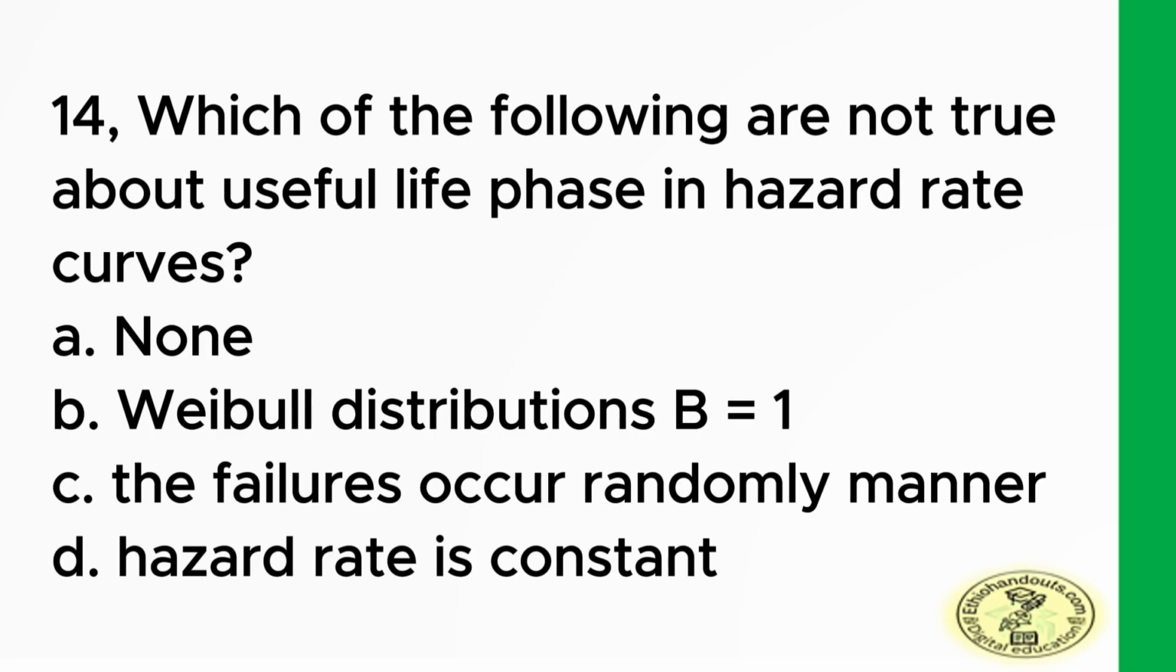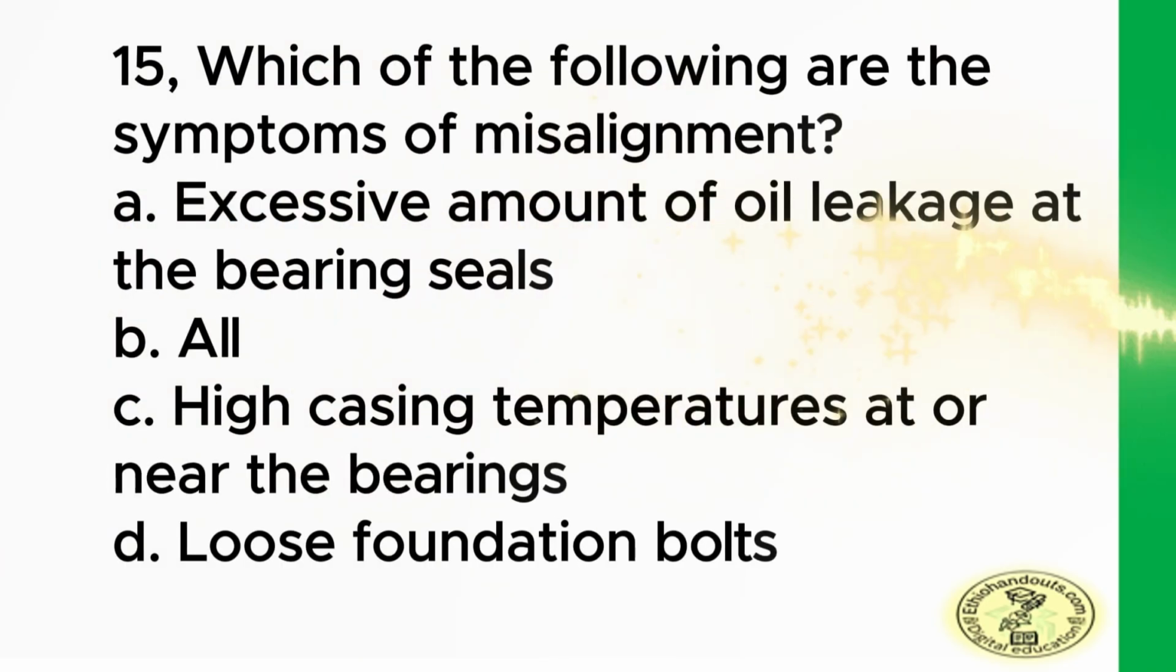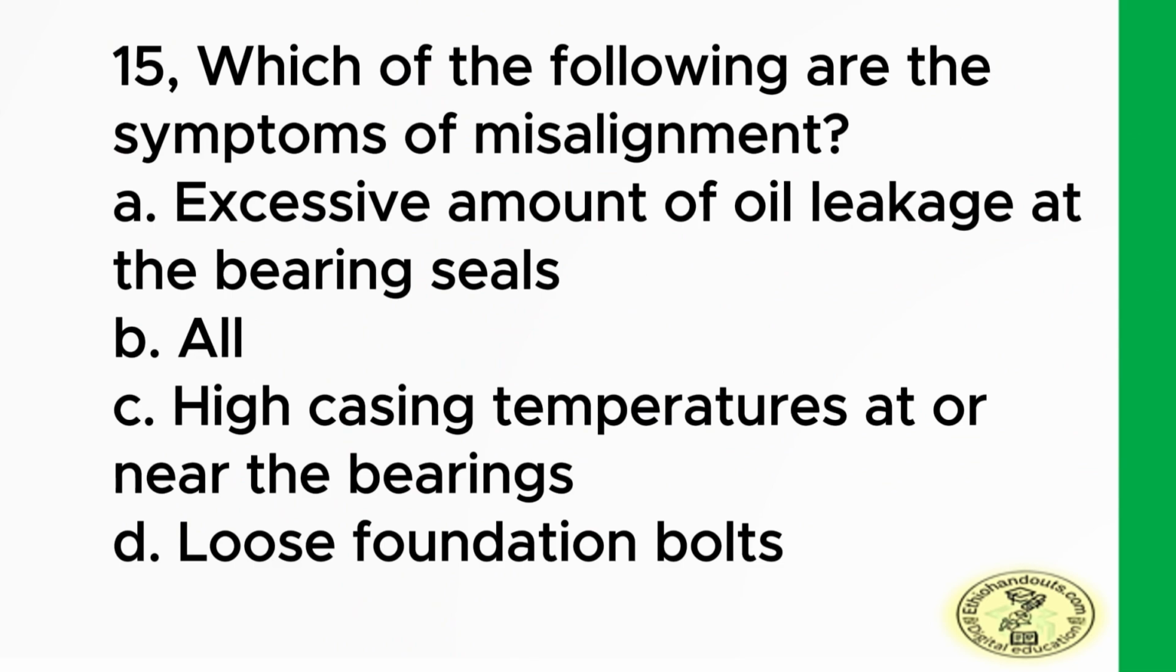A. None. B. Weibull distributions β equals 1. C. The failures occur in a random manner. D. Hazard rate is constant. The correct answer is A. None. 15. Which of the following are the symptoms of misalignment?